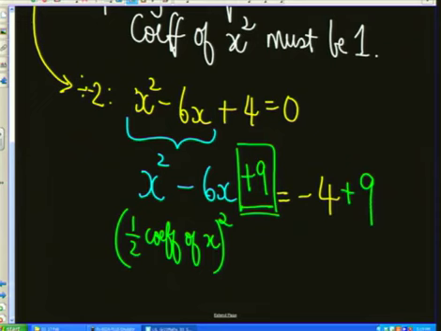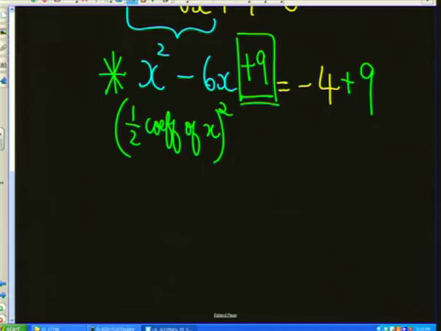So the coefficient of x squared is 1. And this is the portion where I complete the square. In other words, I'm trying to get the trinomial to become a perfect square. The way that it becomes a perfect square is if I add half the coefficient of x and I square it. So now I have this trinomial, x squared minus 6x plus 9.